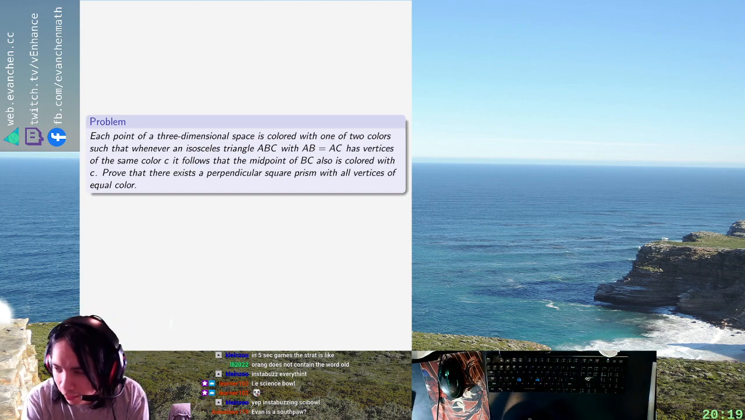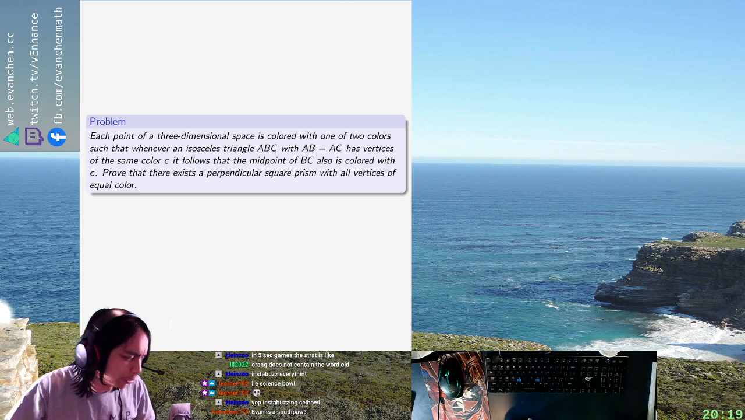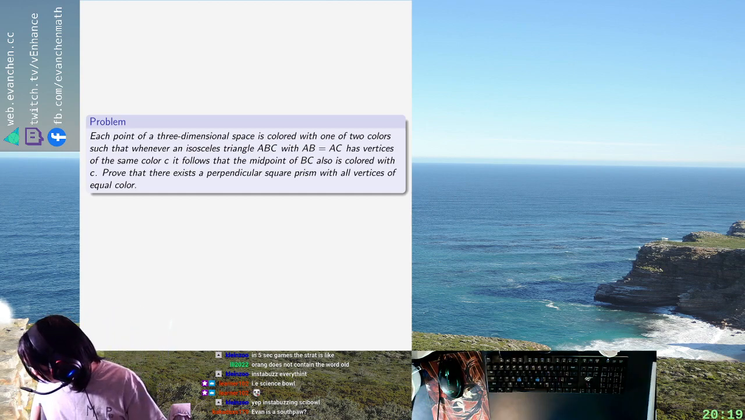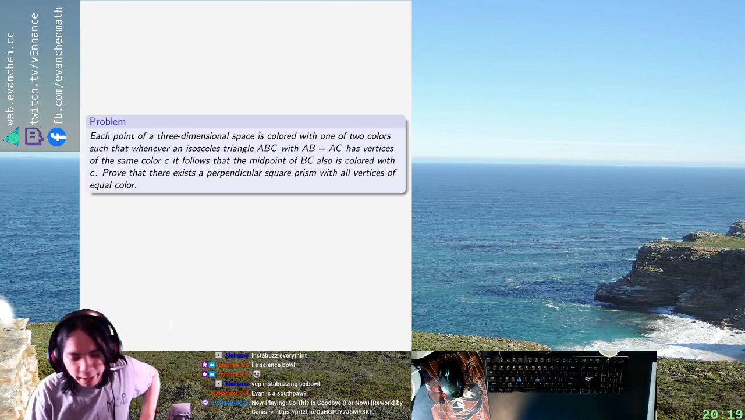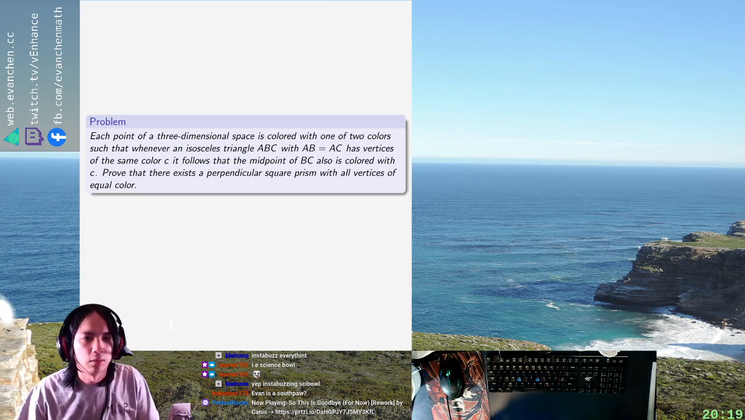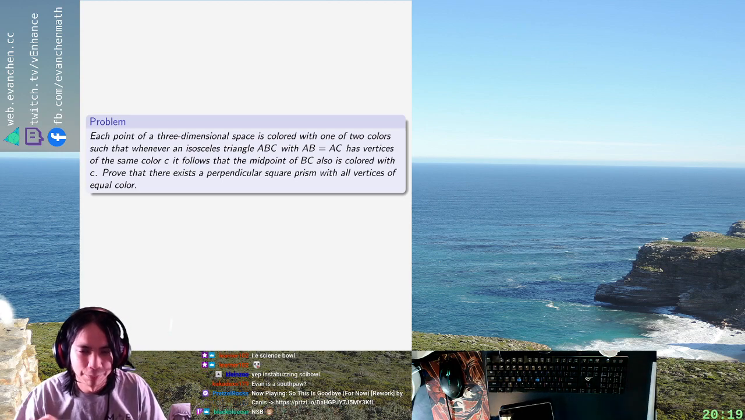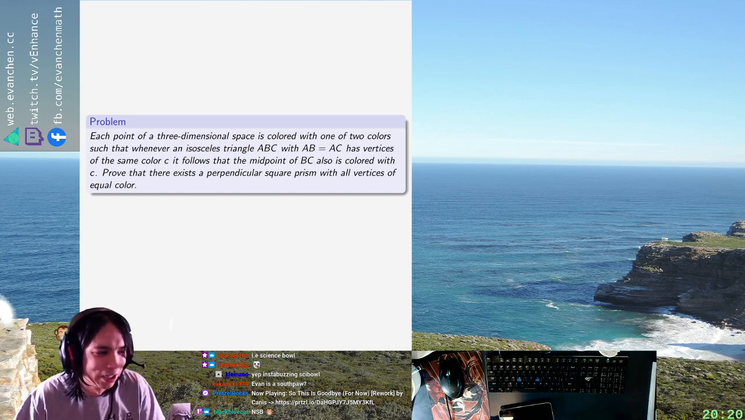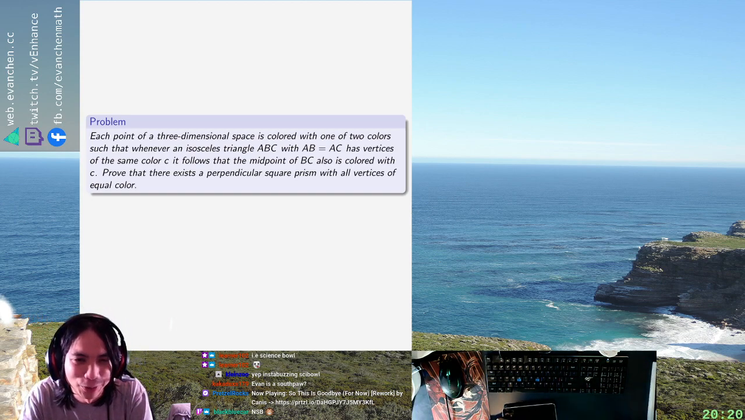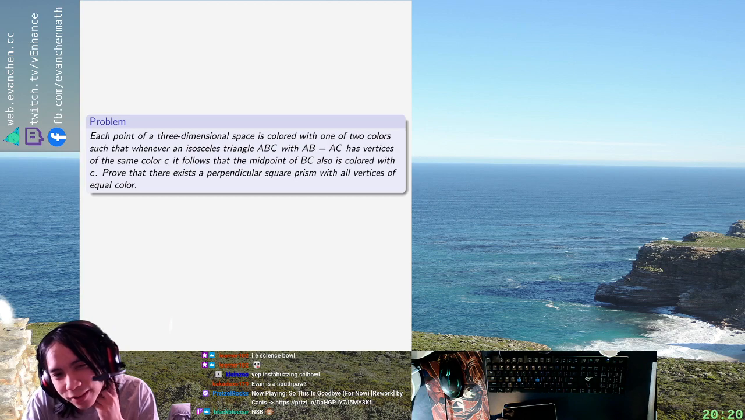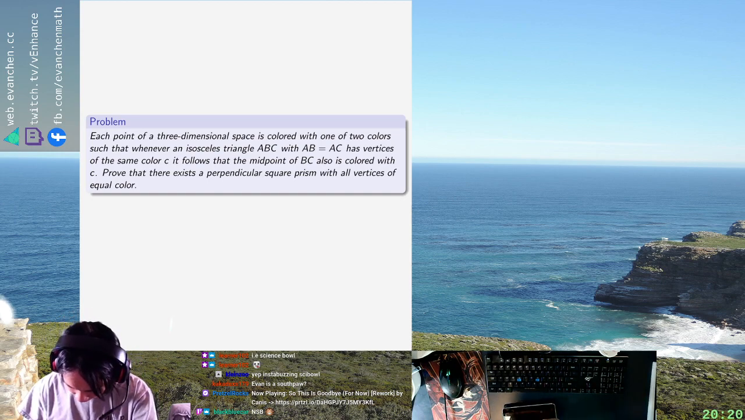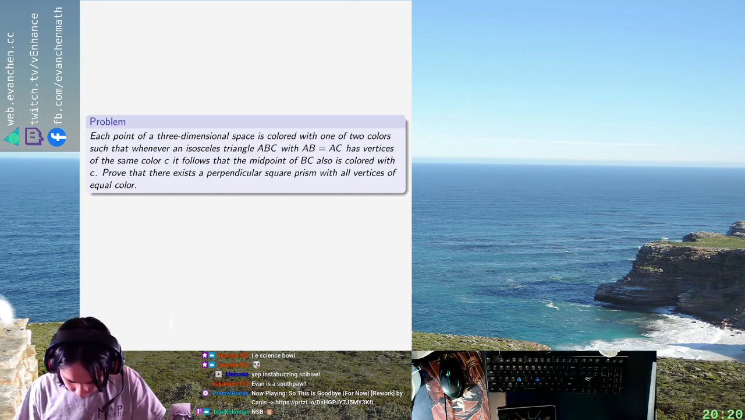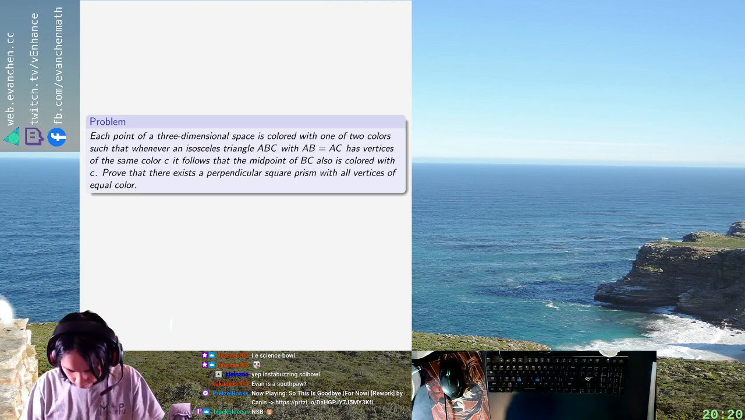Welcome back, everyone. So today we have this problem from, I don't know where this is from actually, but you're given that for any monochromatic isosceles triangle, the midpoint is the same color as well. That's just the whole statement. And you want a square prism with all vertices of the same color. It's this kind of thing. Probably want to draw for this.